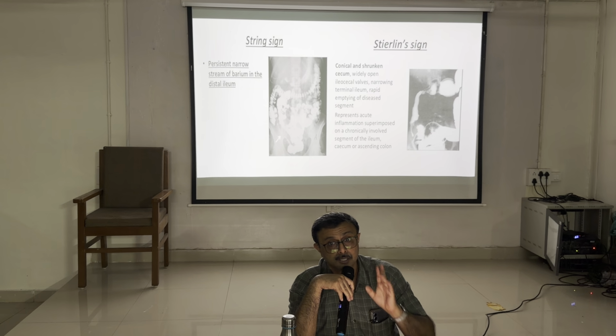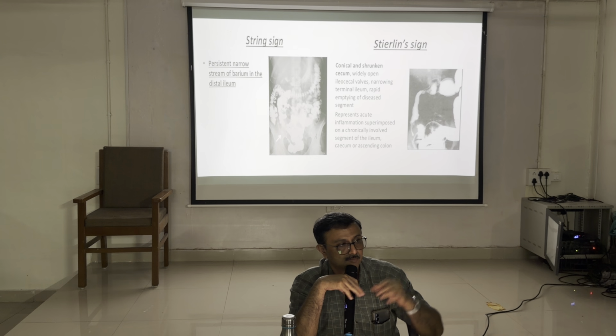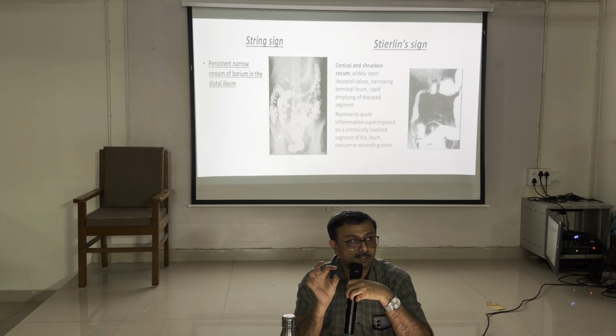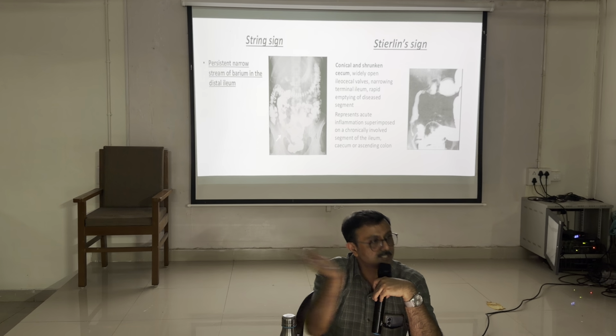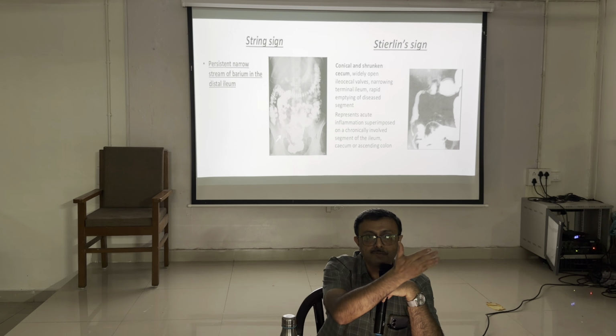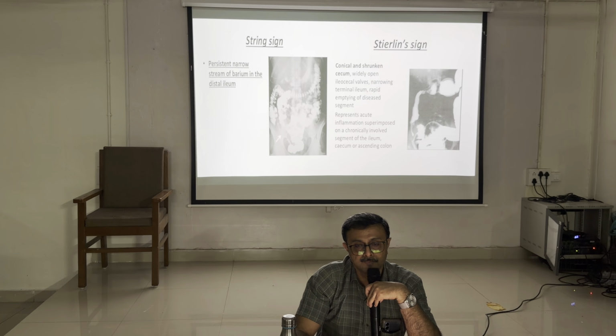Dye is passing. This dye is passing fast because now there is no contraction. It is tube shaped, a narrow tube. Once dye reaches there, it passes with rapidity. So rapidity of transit is the Stierlin sign. Same changes here. Only one is functional, the other is static.